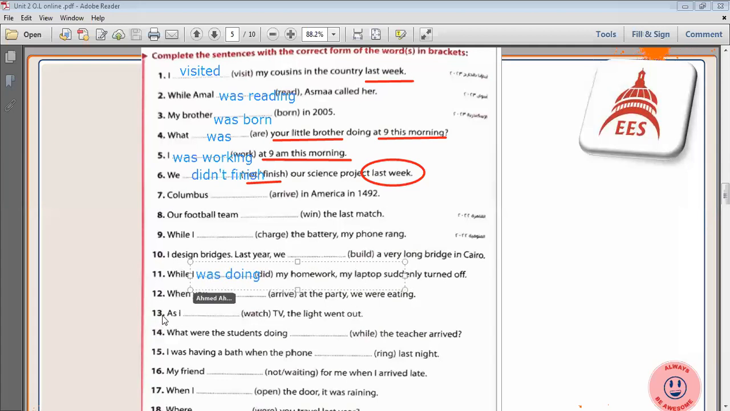Let's take a look at this one. As the light went out. The same usage as number 11. It's also past continuous: as I was watching.